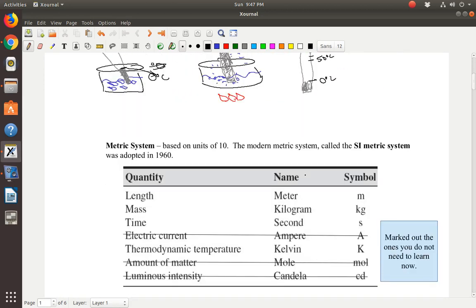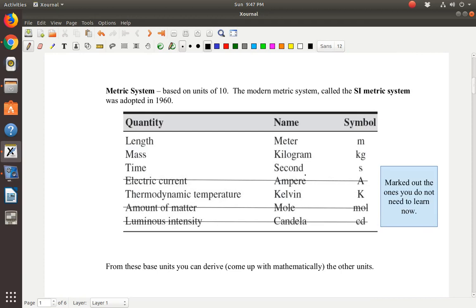Now let's go on to the metric system. The metric system is based on units of 10, which is really nice for us. And the metric system is called the SI metric system from 1960. You don't have to worry about that. The things you need to know. The quantities we're measuring, length, mass, and time, and temperature. Those are the ones we're going to deal with right now.